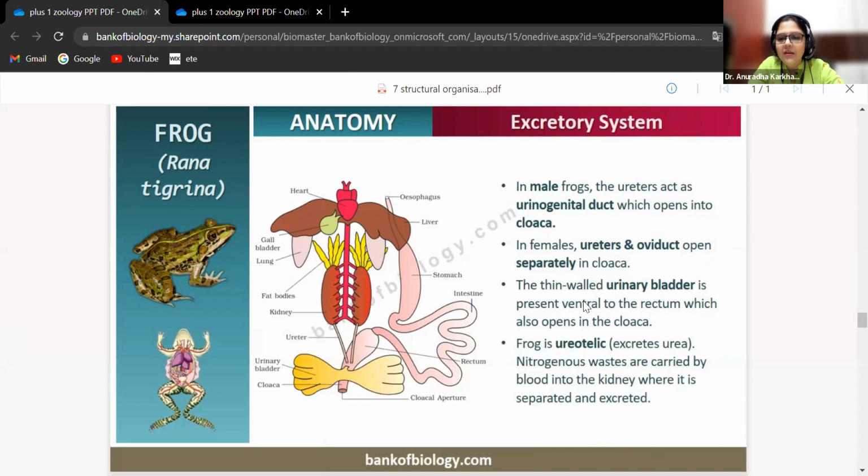Frog is ureotelic. It excretes urea. Nitrogenous wastes are carried by blood into the kidney where it is separated and excreted. What do we excrete? Are we ureotelic, uricotelic, or ammonotelic? So again, this point matches with us. See, so many points are common between frog and man.